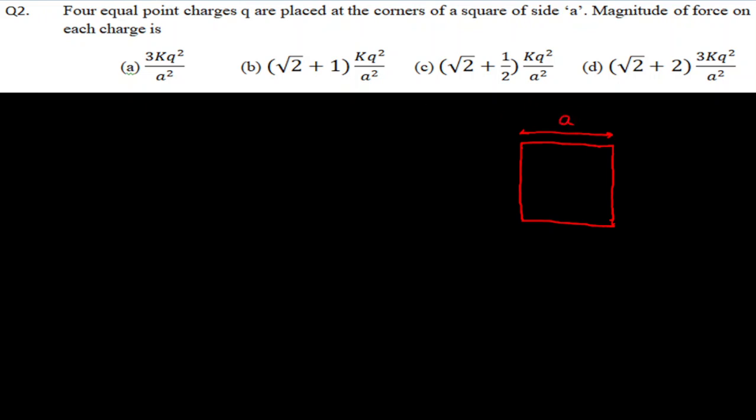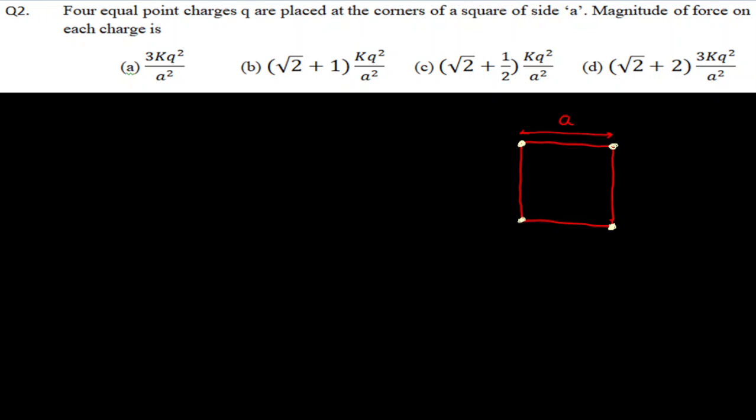And then 4 equal charges, and each of the charges is Q, Q, Q, Q. Okay, so 4 identical point charges are placed at the corner of this square. So now what we have to do, we have to calculate the magnitude of force on each charge. Since all charges are identical, the magnitude of force on each charge will be actually equal. So we can calculate the force on one of them.